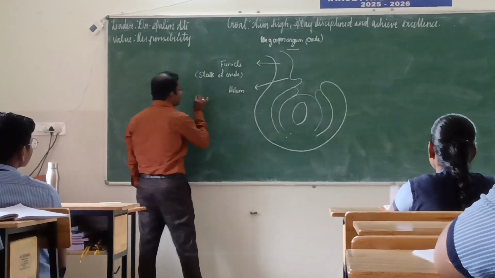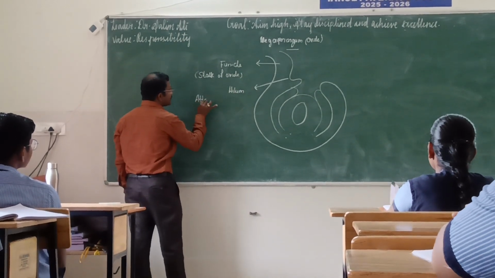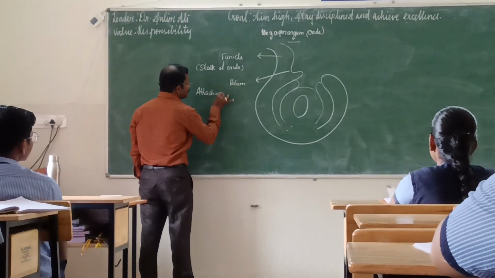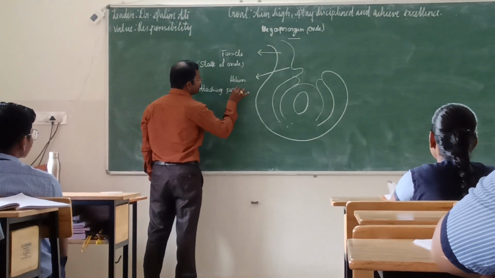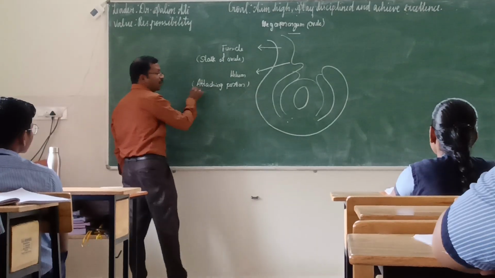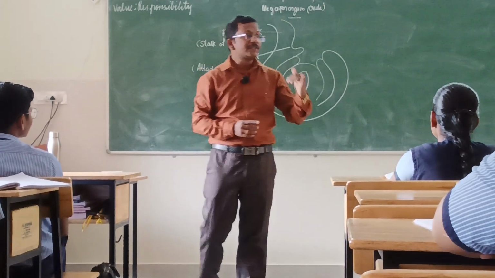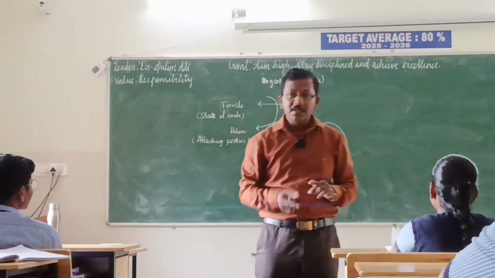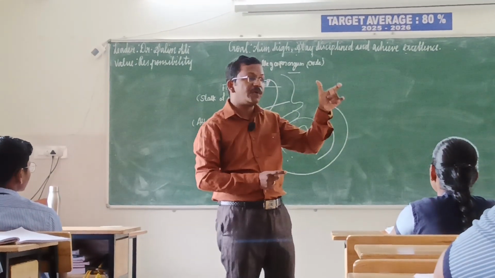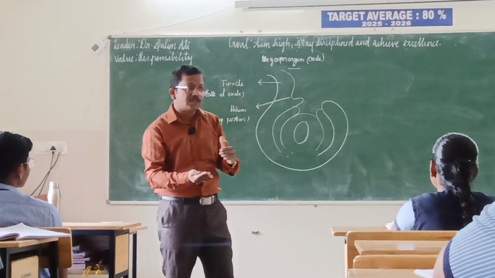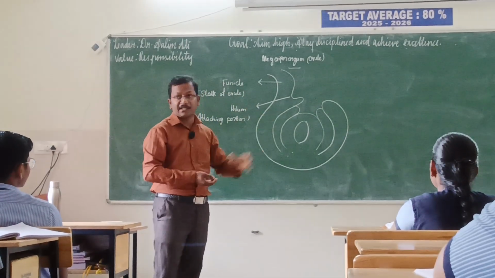That is the attaching portion of the seed or ovule with the fruit, known as hilum. Once again, I'm repeating: the stalk of the ovule is known as funicle, and the portion where the funicle attaches with the ovule or the seed is called hilum. So clear?